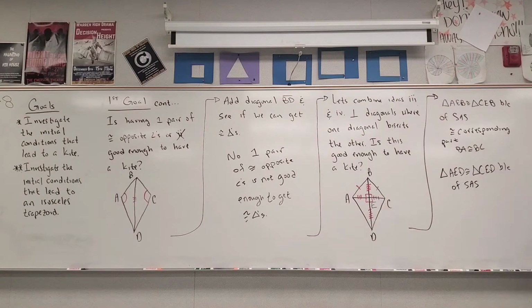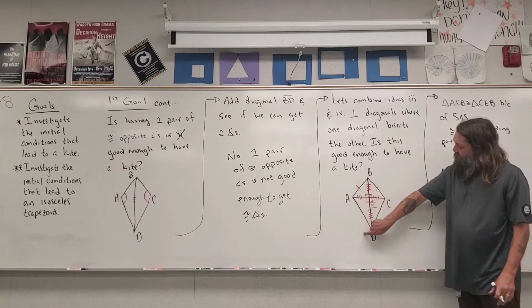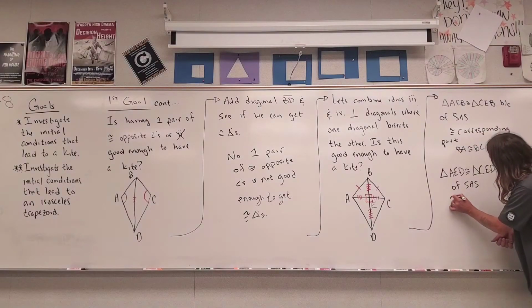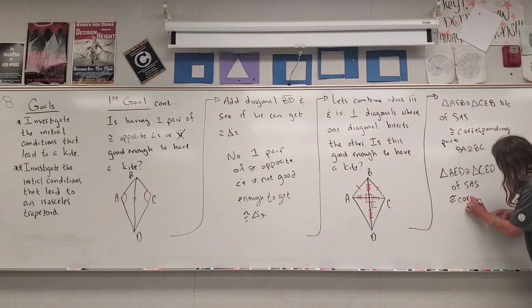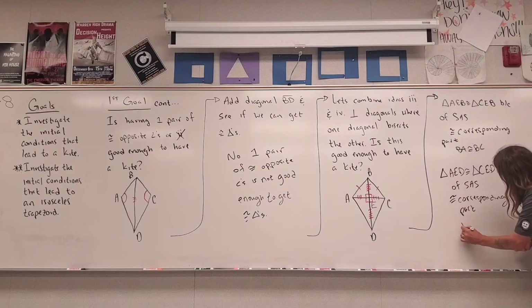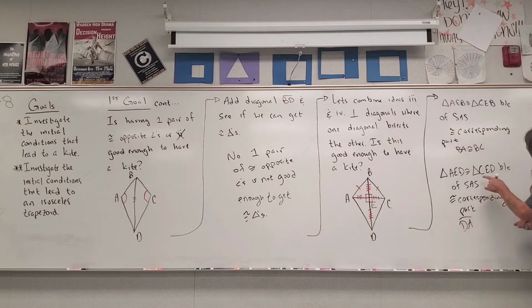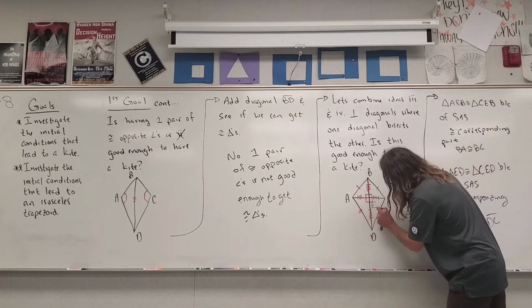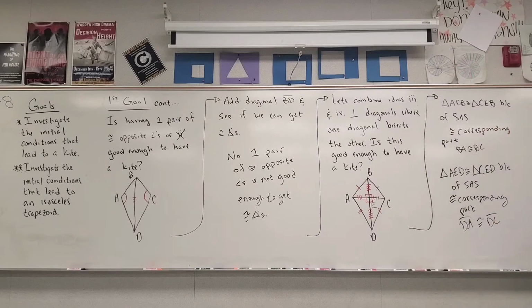And again, the congruent corresponding part I'm interested in is, is AD the same as CD, right? So the congruent corresponding part that I'm interested in is DA is congruent to DC, right? And so this means that I have a kite.